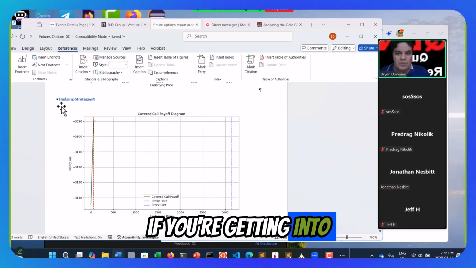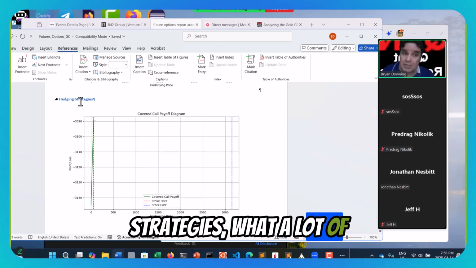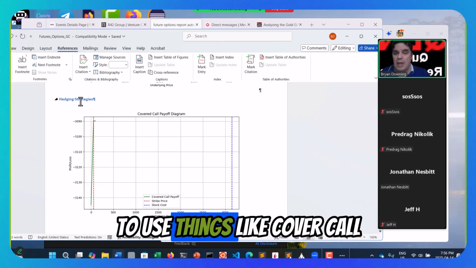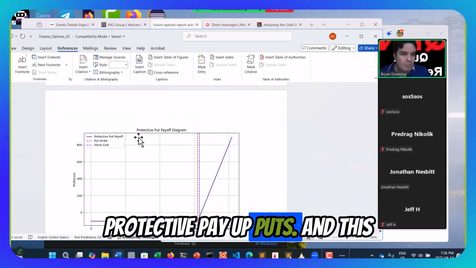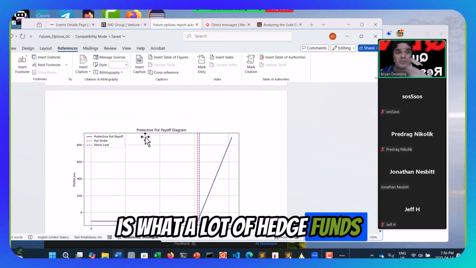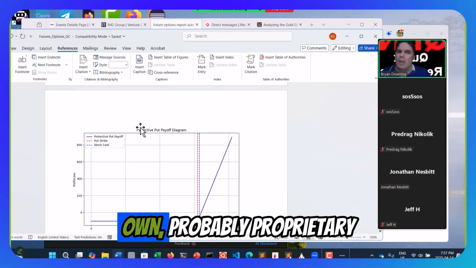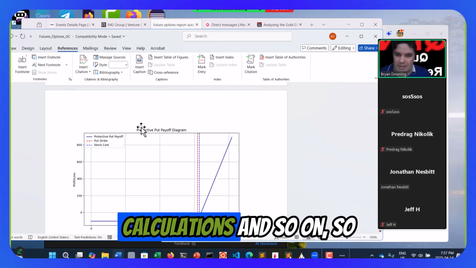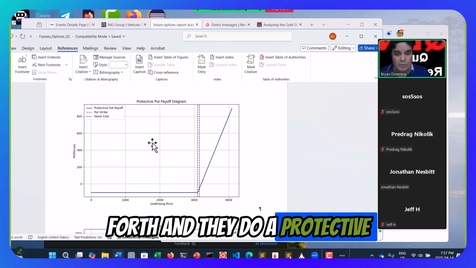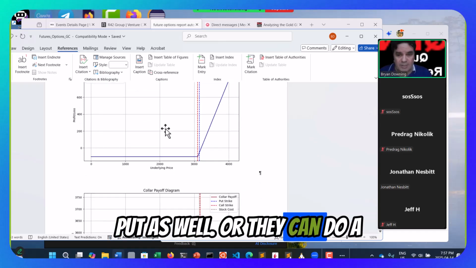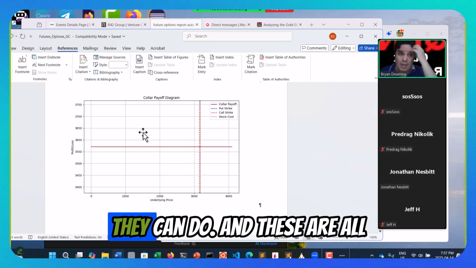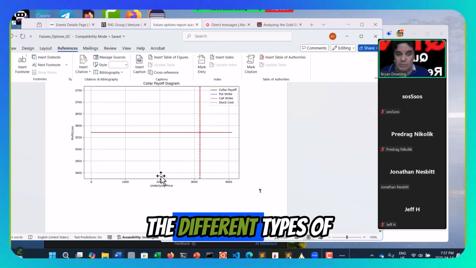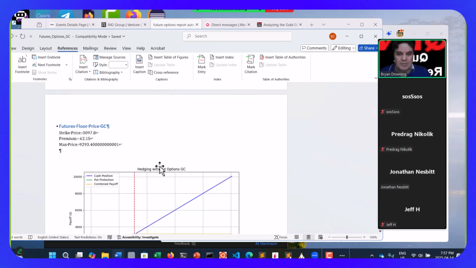So then if you're getting into sophisticated hedging strategies that a lot of institutions use, they're going to use things like covered call payoffs or covered calls, and protective puts. This is what a lot of the hedge funds will do, along with all their own probably proprietary calculations and so on and so forth. They do a protective put as well, or they could do a covered call payoff as well. And it just gets mindless what they can do. And these are all the different types of strategies as well.